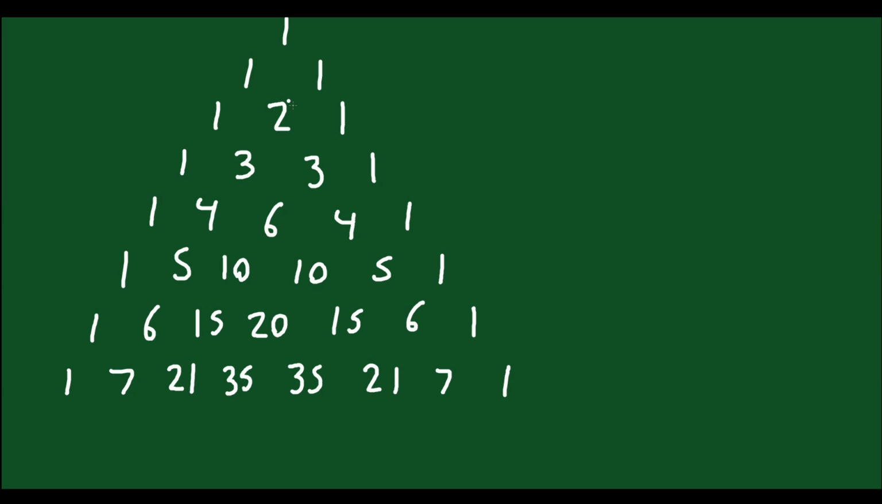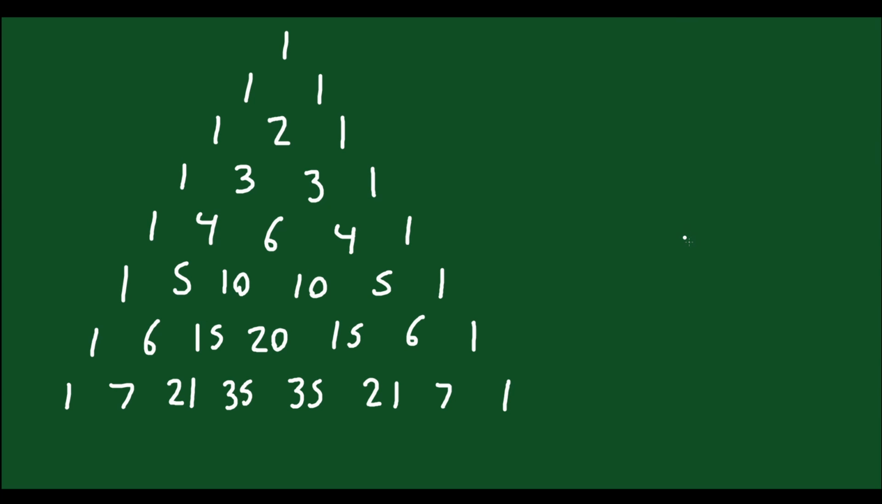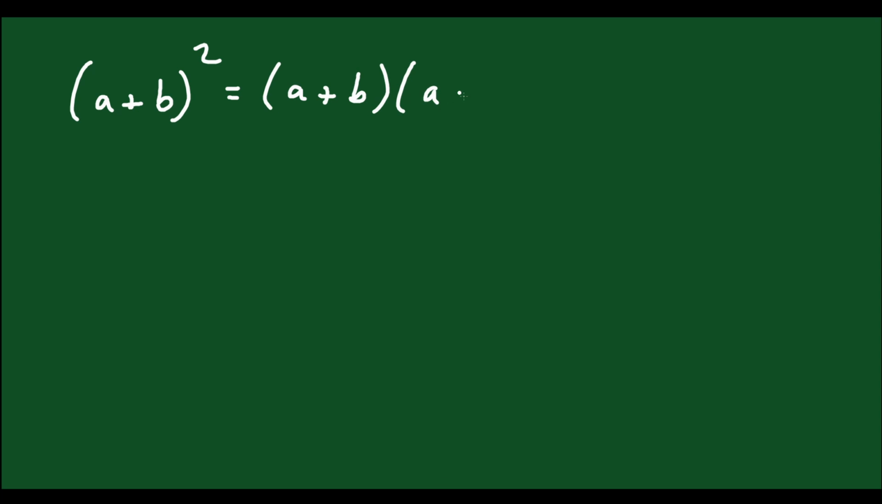Now, you might be asking, what's the point of this? What's the usefulness of this? Well, one application is binomial expansion. Okay, in the past, if we have something like a plus b squared, we would say, okay, well, let's just rewrite this as a plus b times a plus b, and then FOIL it, right? And you'd have a times a is a squared, a times b is ab, b times a is another ab. You add those together, you get 2ab, and then b times b is b squared. And that's what you would get.